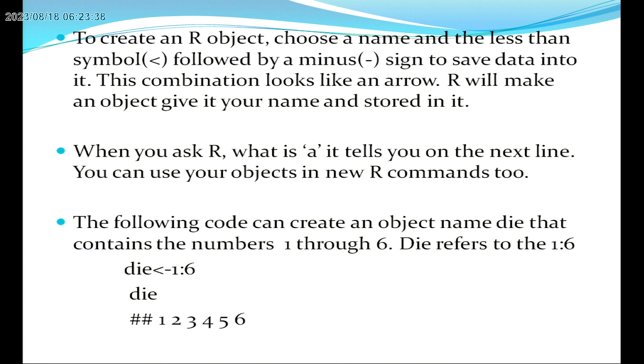The following code creates an object named die. The command contains the numbers 1 through 6. Die refers to 1 to 6, so only integer numbers 1, 2, 3, 4 up to 6. We can display die, which will show the answer 1, 2, 3, 4, 5, 6. The double hashtag symbol shows the answer displayed for every object.